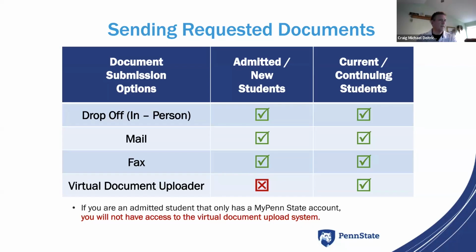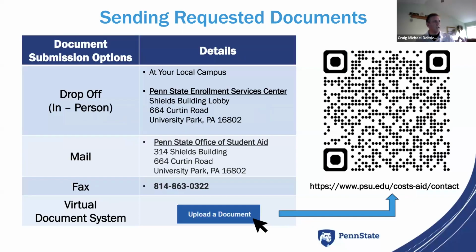Here's some more information about the documents. Again, if you're going to drop it off in person, that would happen on the 1st floor of the Shields building. We have a new office called the Enrollment Services Center. We're going to talk a little bit more about it here in a second. They are located on the 1st floor of the Shields building on the left side of the room. On the right side of that room is the bursar's office. So if you're dropping off documents, that's where you would go. No need to come up to the 3rd floor of Shields building anymore.